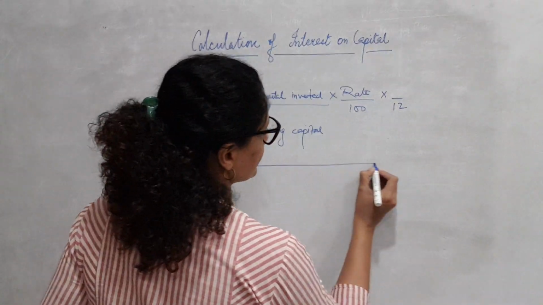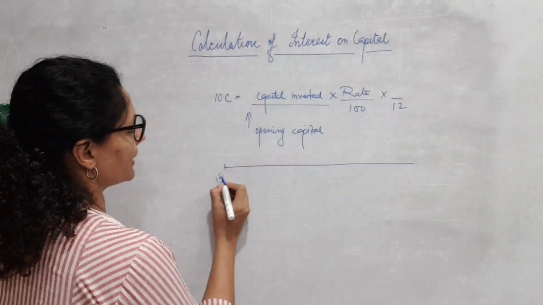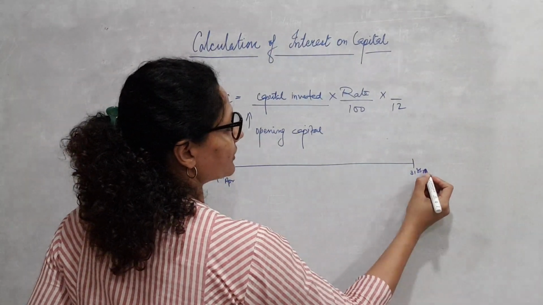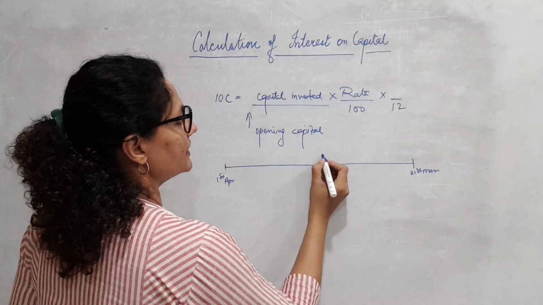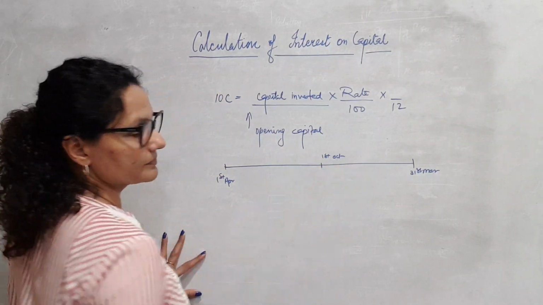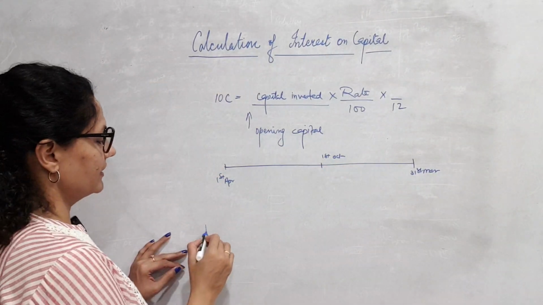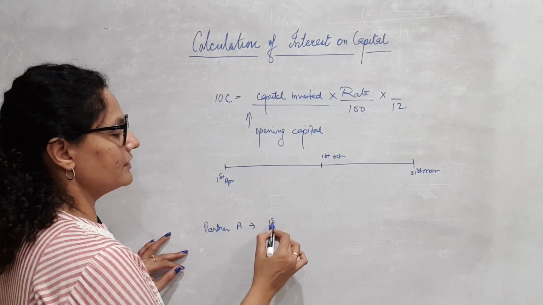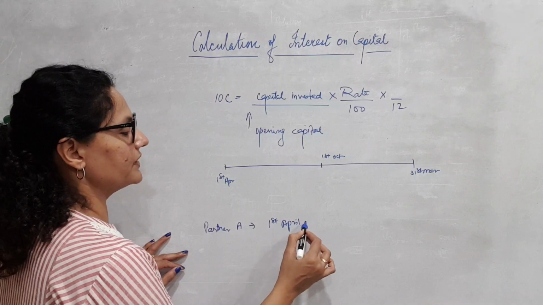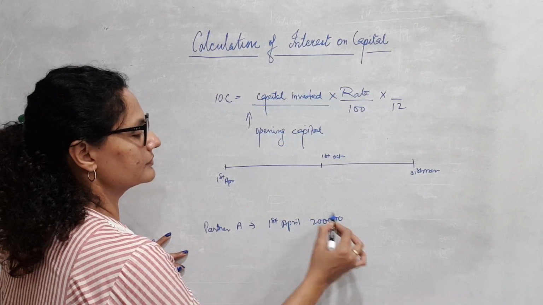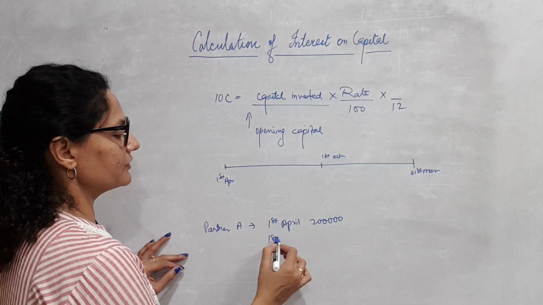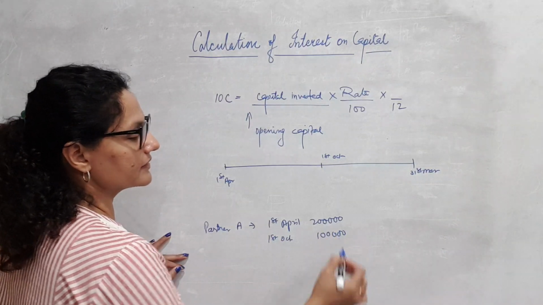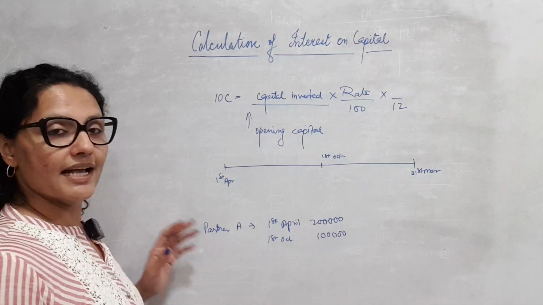Please understand this. This is your entire year. This is 1st April, it is 31st March, this is 1st October. So if I say partner A has invested on 1st April 2 lakhs and on 1st October the same year another 1 lakh. We need to calculate interest.